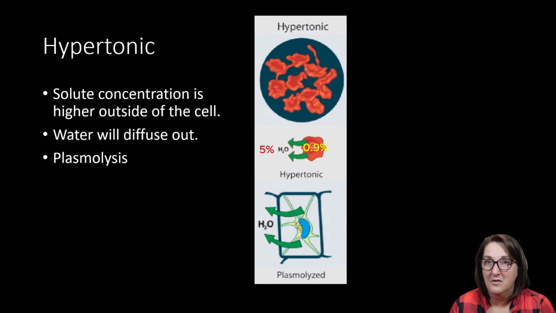And so the cell is going to shrivel up, and then it can do what's called plasmolyze, and it happens with plants. Plant cells will do the same thing. If I have a 5% salt solution out here and 0.9% inside, I have a higher salt solution outside, so that means I have less water. So this water inside the cell is going to want to rush out and go from an area of high concentration to an area of low concentration.